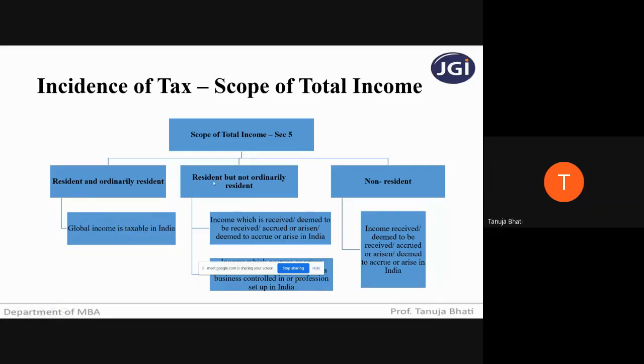Next, suppose your status is resident but not ordinarily resident, then what income am I going to tax in India? It is income which you are receiving in India, deemed to be receiving in India, or arisen or deemed to accrue in India, that is, still not received but you will receive in India. That will be charged to tax, as will income which you are receiving from outside India but from some business which is set up in India. That is, suppose you are receiving any income from outside India, but the controlling authority of that business or profession is in India, then that income also will be taxable in India.